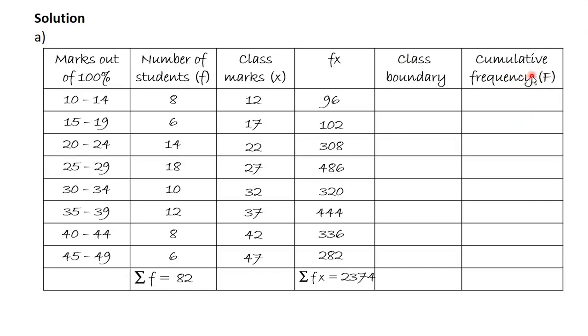So the cumulative frequency, we are representing it using capital F, and frequency we use small f. Now remember how we get the class boundary. If it is for classes without decimal places, we subtract 0.5 from the lower class limit and add 0.5 to the upper class limit. So it means that here we shall have 9.5 to 14.5, and the next is going to be 14.5 to 19.5. Then the next is going to be 19.5 to 24.5.